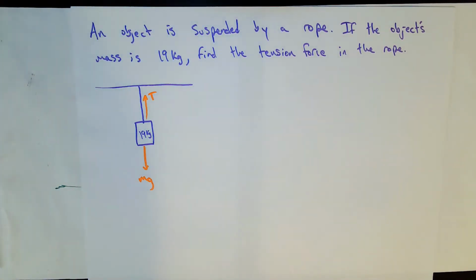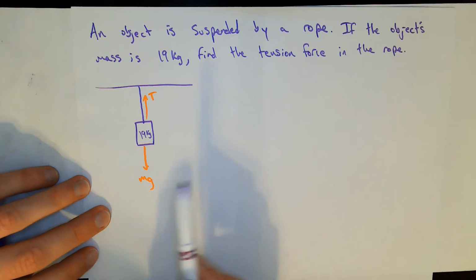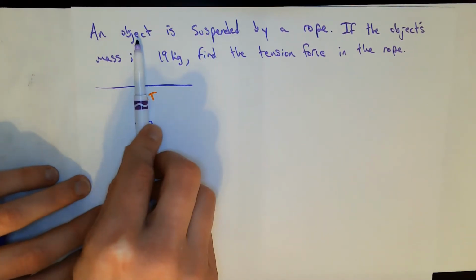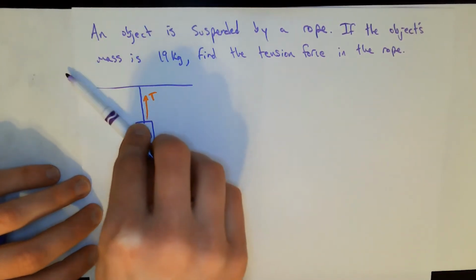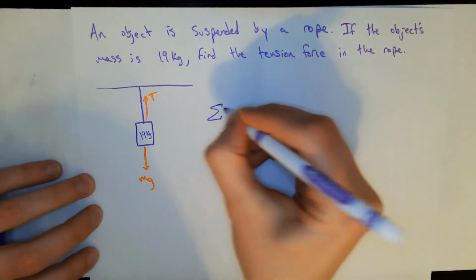All right, I want to find the tension force. So I can say, well, look at the sum of the forces in the y direction. I could look at the forces in the x direction, but why? There's nothing going on in the x direction. The object is just suspended by a rope. The rope is directly vertical. There's no weird angled ropes or anything like that. So I'm just going to look at the force in the y direction.